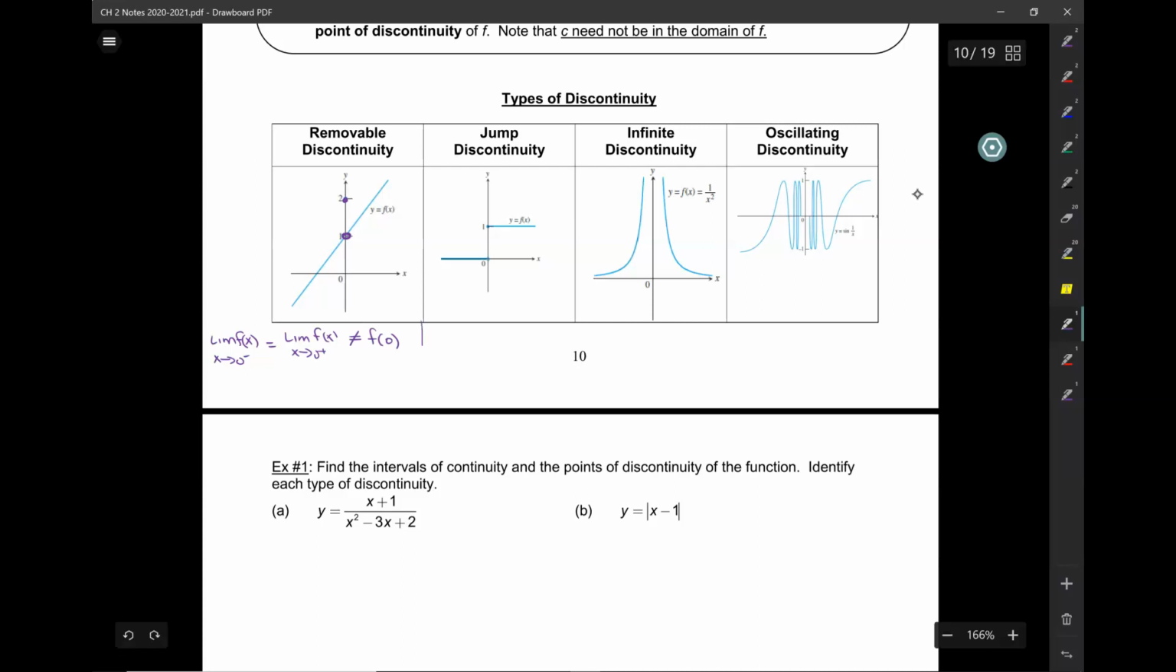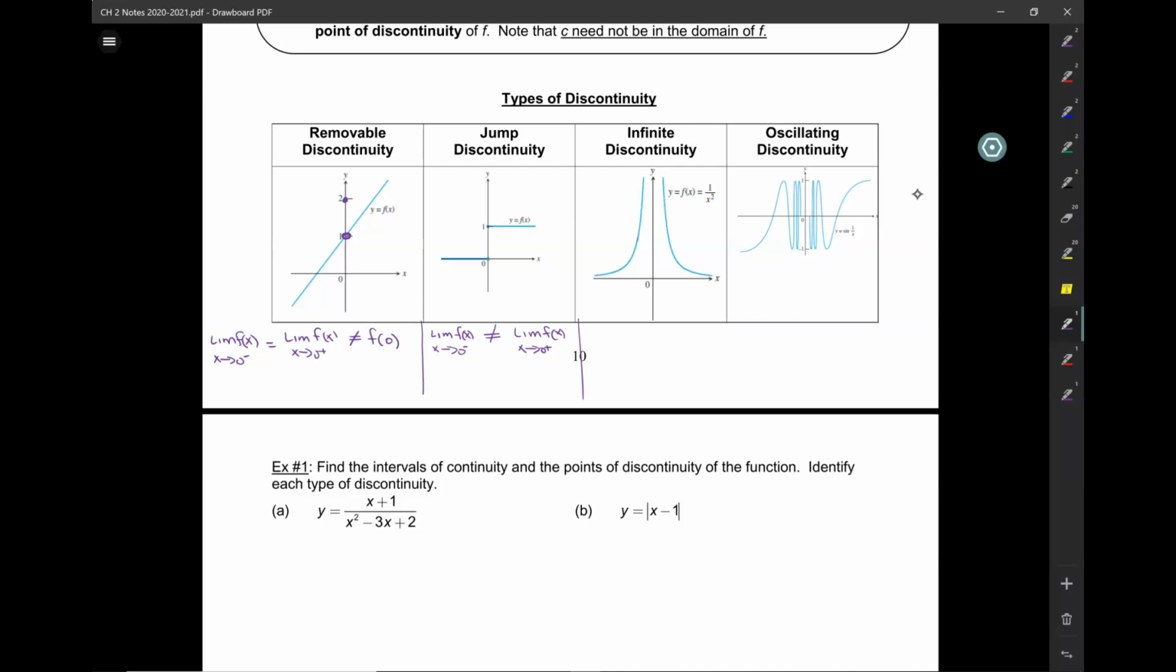A jump discontinuity can be described as when the limit of f of x as x approaches 0 from the negative side is not equal to the limit of f of x as x approaches 0 from the positive side. So at x equals 0, there are different values from the left and from the right.